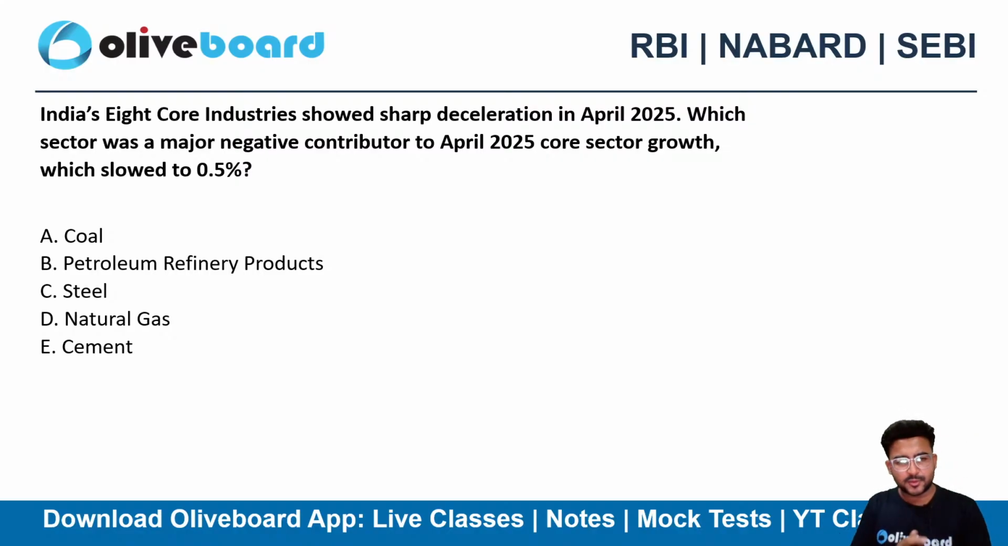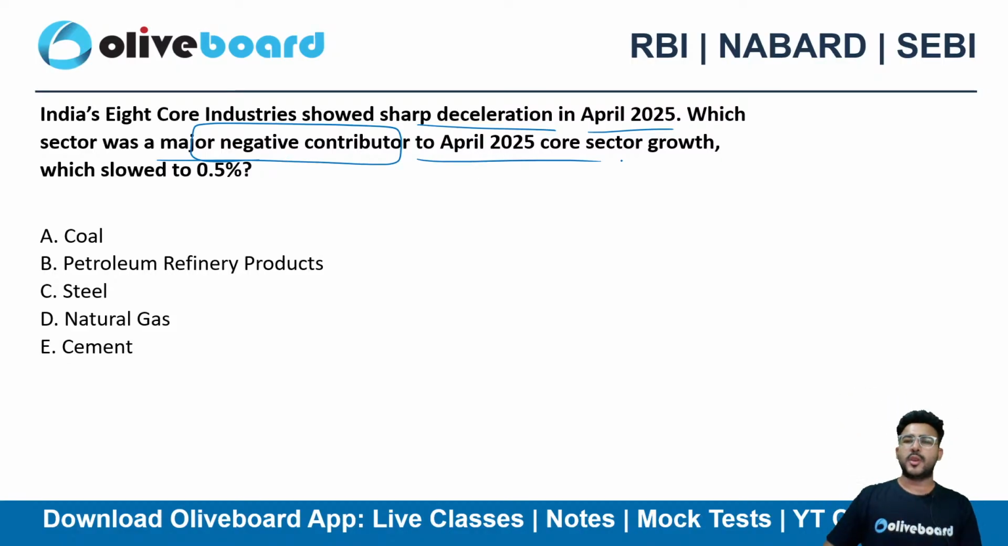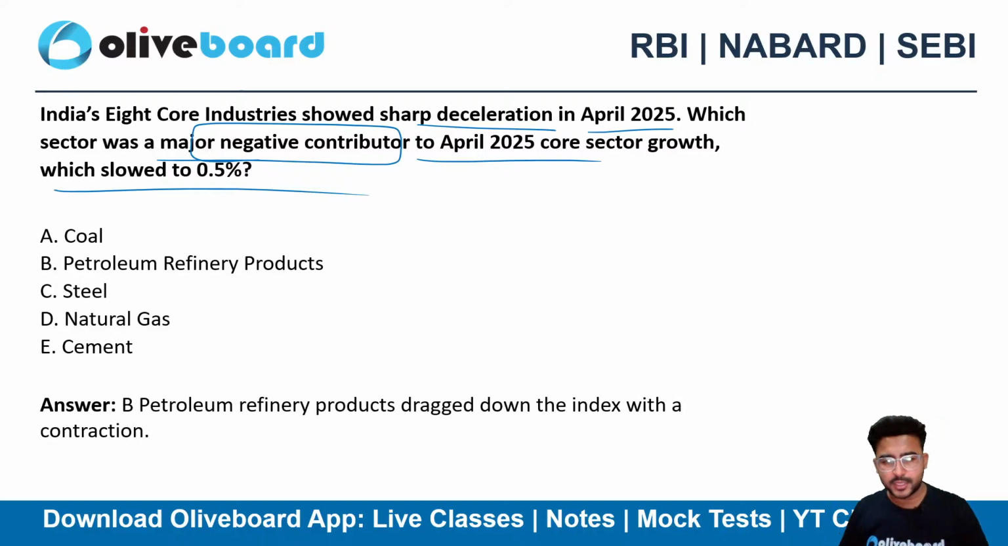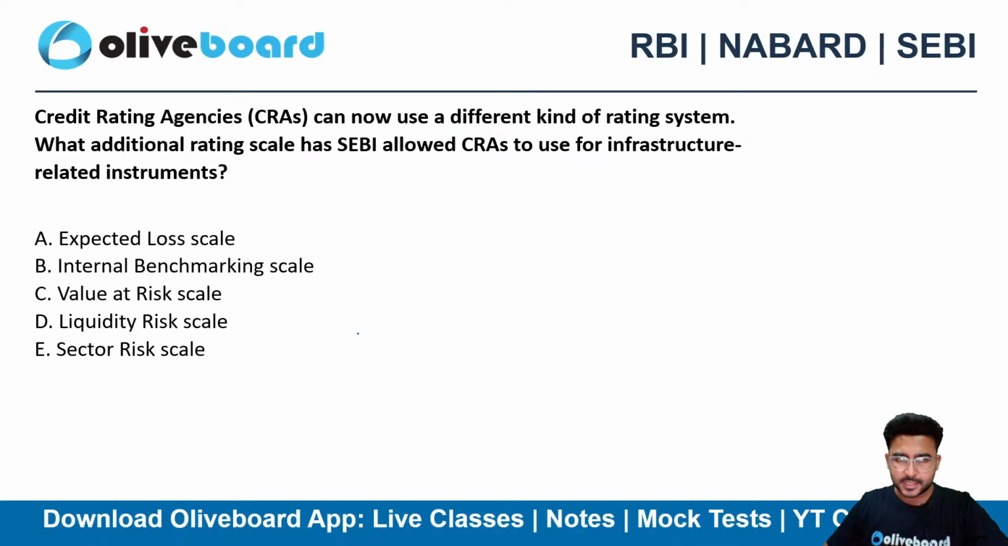Next, India's 8 core industries showed a sharp deceleration in April 2025. Which sector was major negative contributor to April 2025 core sector growth, which slowed to 0.5%? Negative contributor. So what we do here is we remember the data, we remember the highest contributor, we remember the worst contributor, that's it. Here the correct choice is petroleum refinery products drag down the index, right? Option B is the correct choice here.